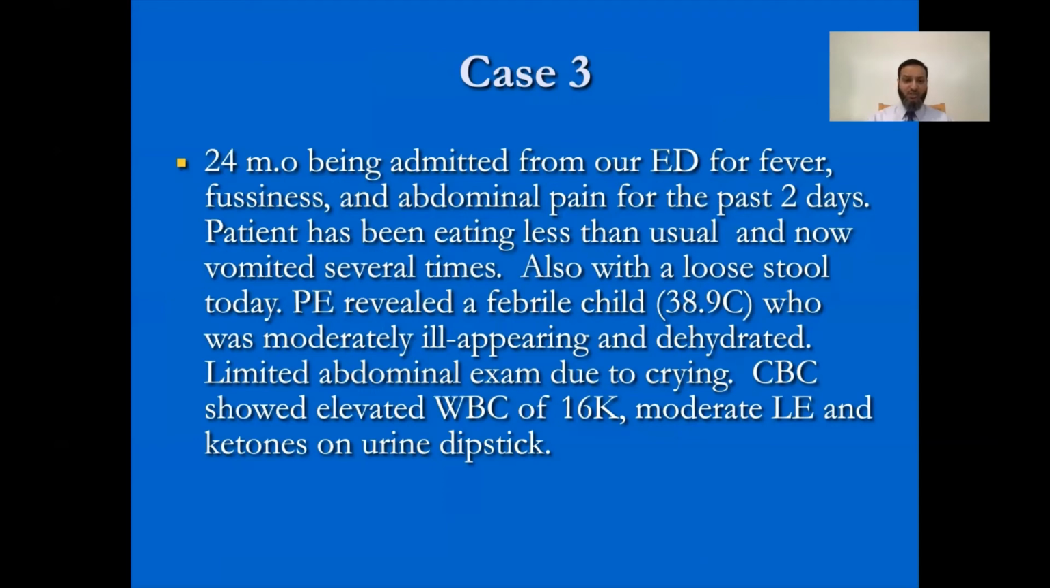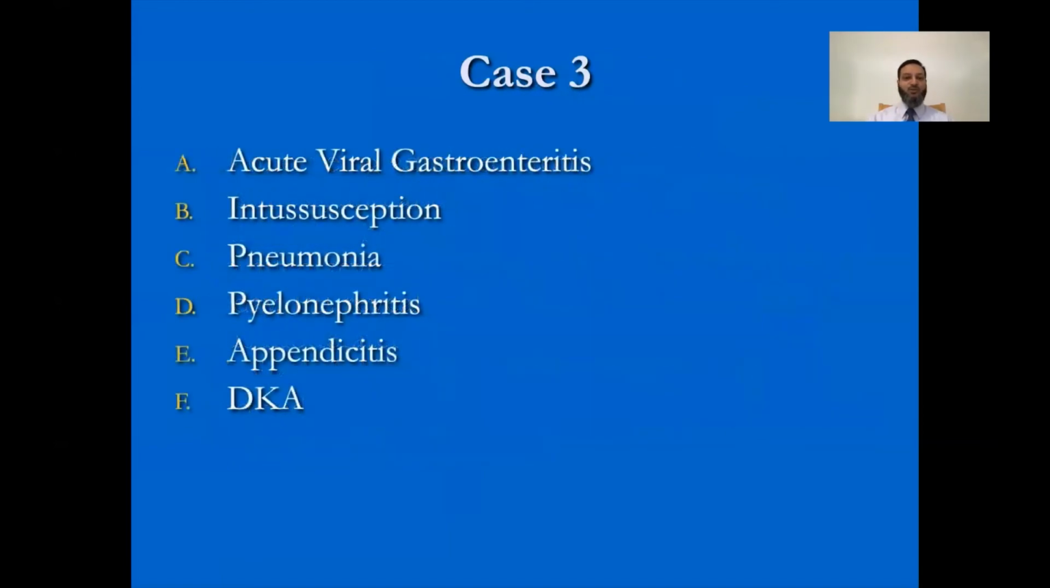The CBC showed an elevated white cell count of 16,000. A UA, or urinalysis, showed moderate leukocyte esterase and ketones on the urine dipstick. So this is what we have to work with on our patient. What do you think might be going on with this patient? These are the choices you can choose from: an acute viral gastroenteritis, intussusception, pneumonia, pyelonephritis, appendicitis, or DKA. So take a moment to think about what you think might be happening with this patient.